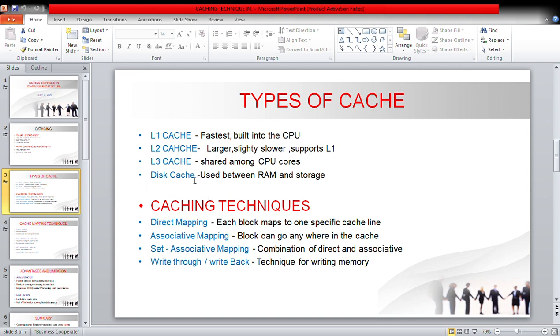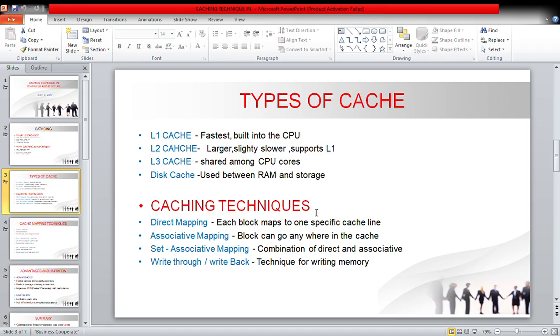After the lesson, I'll be dropping some slides so that you can go through them. Now we go to the caching techniques: direct mapping, associative mapping, set associative mapping, and the last one, which is write-through and write-back. First of all, I'll be talking about direct mapping. Each block maps to one specific cache line. Associative mapping, I will not spend much time here, because we need to run faster so that we catch up with our lesson.